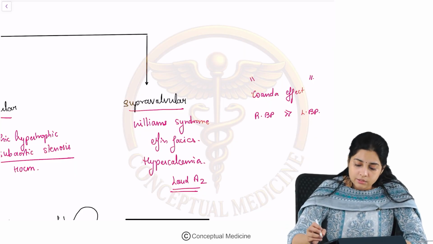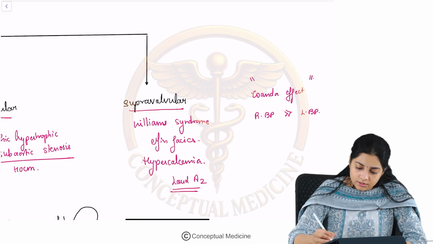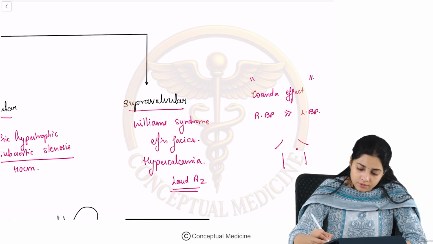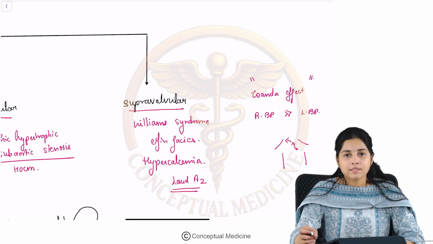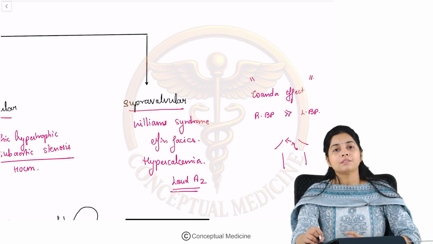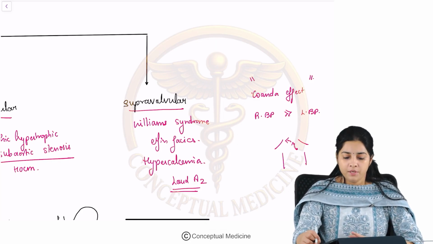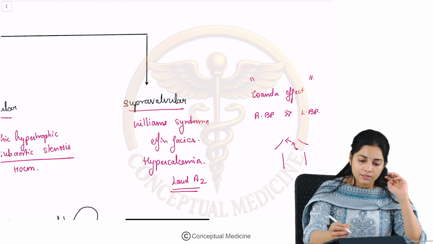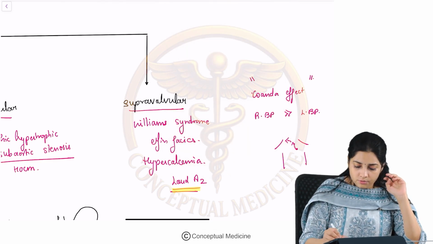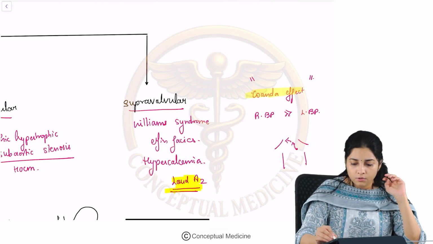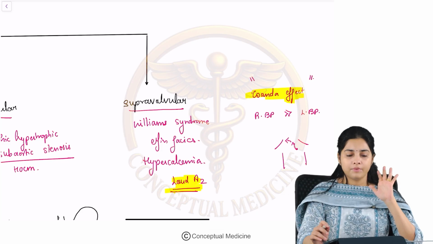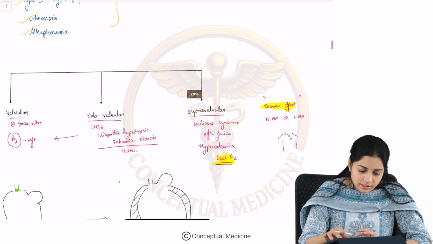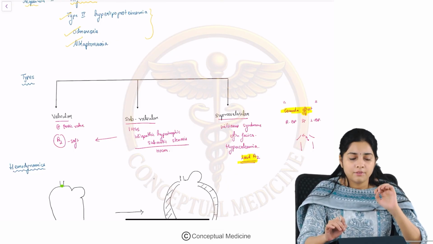What happens in this Coanda effect is that the jet of blood during systole, as the blood flows into the aorta, becomes directed towards the right shoulder because of the stenosis. The presence of a loud A2 and the presence of this Coanda effect is seen in supravalvular aortic stenosis. So now we have understood the types and the various features of aortic stenosis.